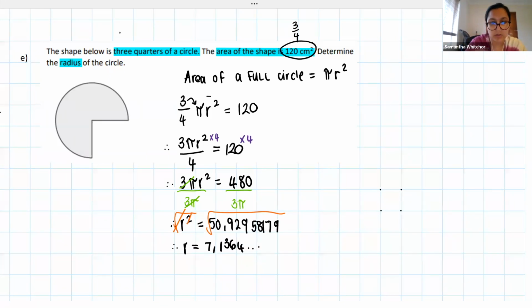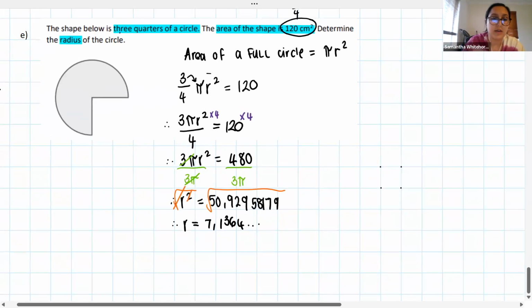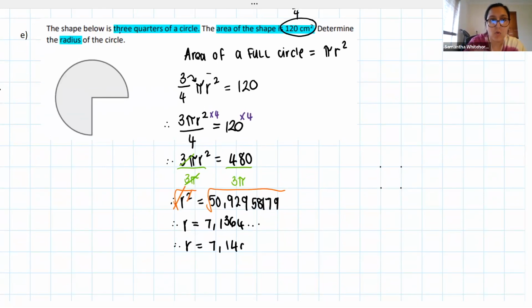And so my radius is equal to 7,1364, and so on. Final answer, I can round off to 2 decimal places. My radius is 7,14 centimeters.